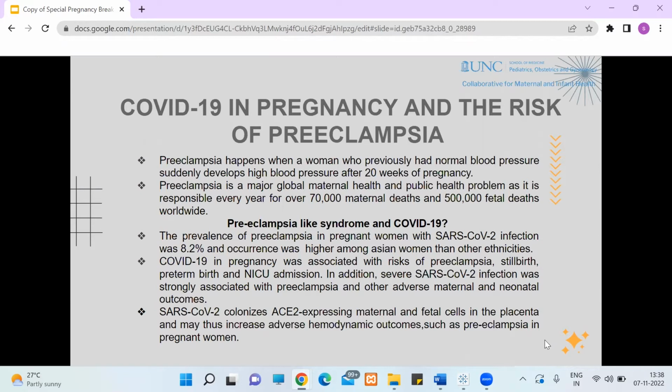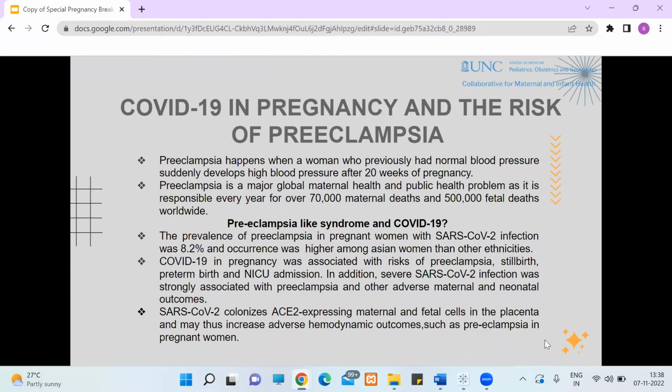So several clinical studies reported that COVID-19 is associated with an increased risk of preeclampsia and preeclampsia-like syndrome in pregnant women. So I conducted the research to identify whether COVID-19 causes preeclampsia-like syndrome or actual preeclampsia, and what is the impact of it.